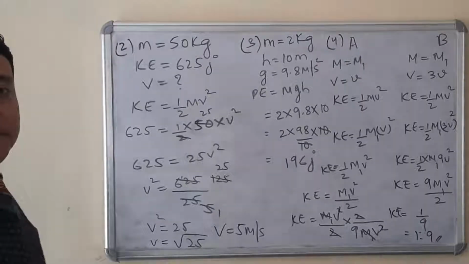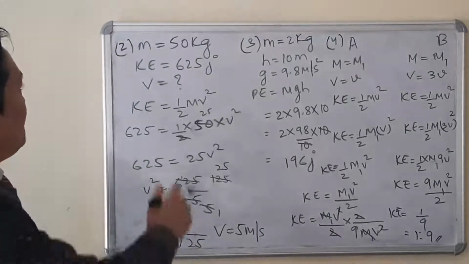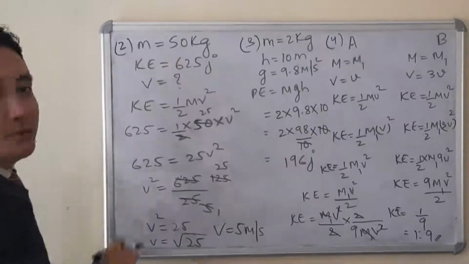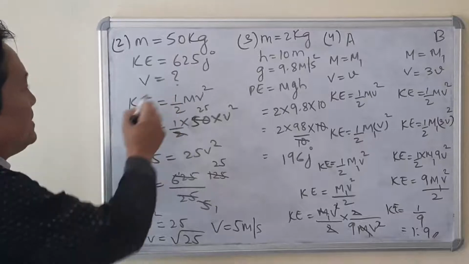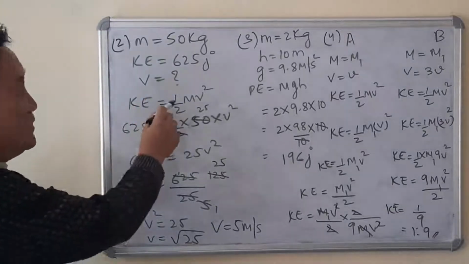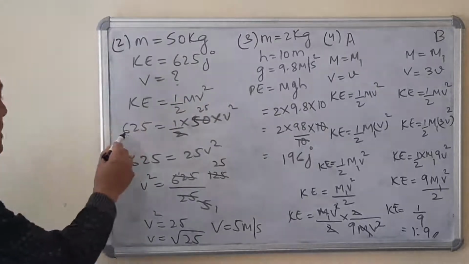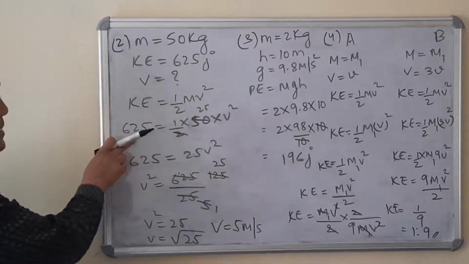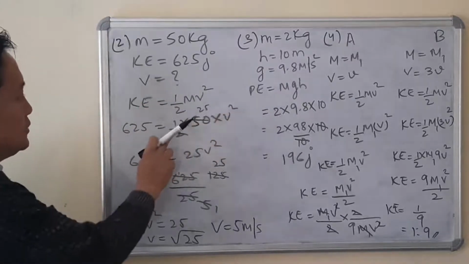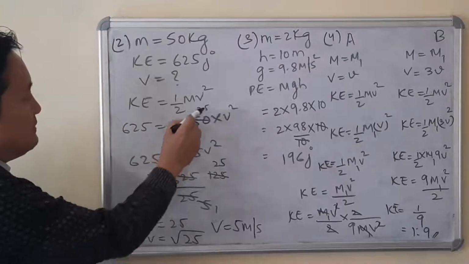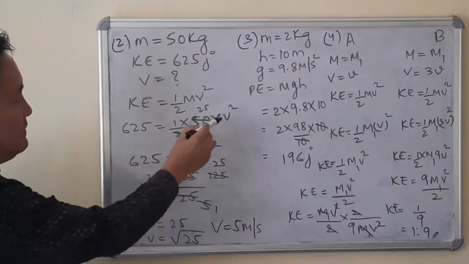Now the next question is, you have to calculate the velocity. Mass is given 50 kilogram, kinetic energy is given 625, then velocity you have to calculate. So we know that kinetic energy equals half mv square. Kinetic energy is given here 625. You put this value in kinetic energy equals half into mass 50 into v square. So 2 ones are 2, cancel it here. 2 25s are 50. Then 625 equals 1 into 25, that is 25 v square.